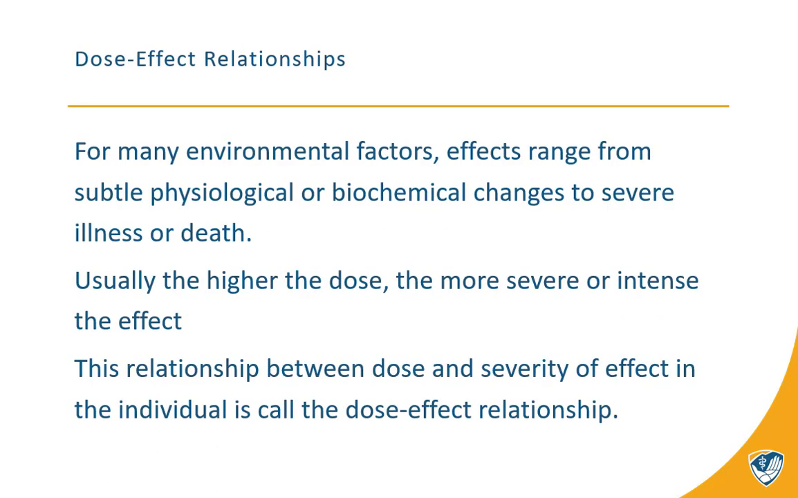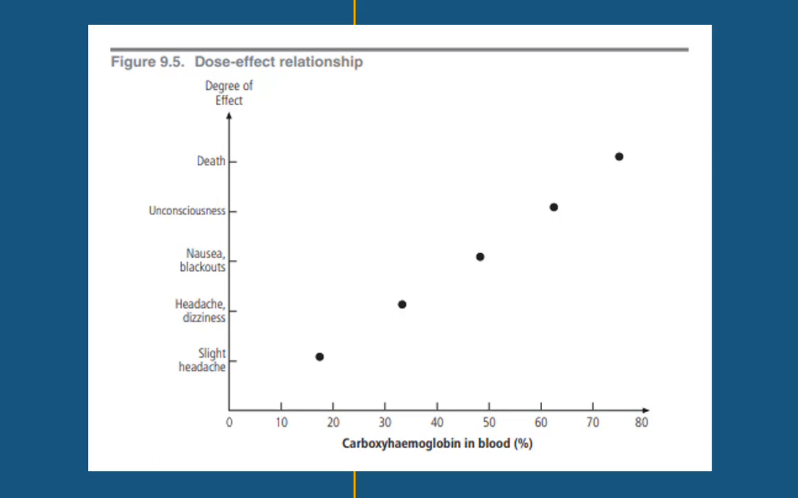For many environmental factors, effects range from subtle physiological or biochemical changes to severe illness or death. Usually, the higher the dose, the more severe or intense the effect. This relationship between dose and severity of effect in the individual is called the dose-effect relationship. So the dose-effect relationship is illustrated here in figure 9.5.